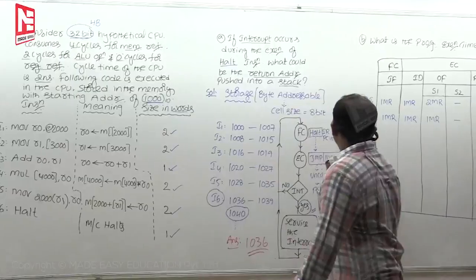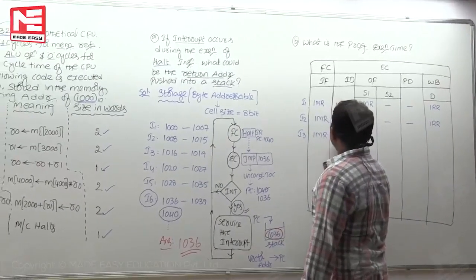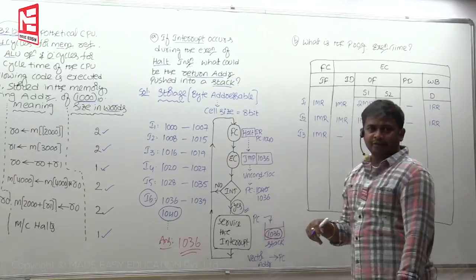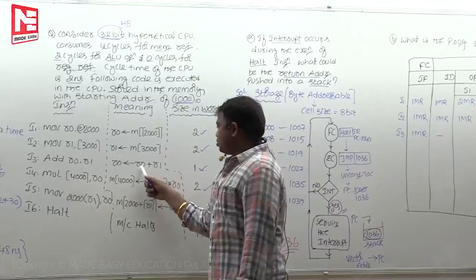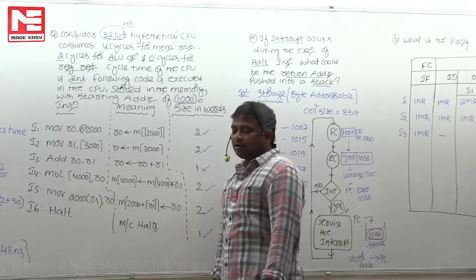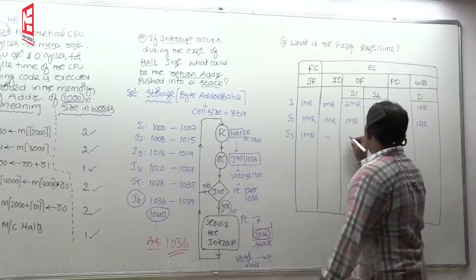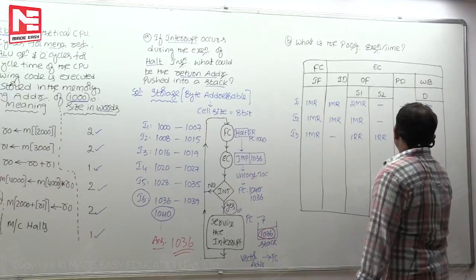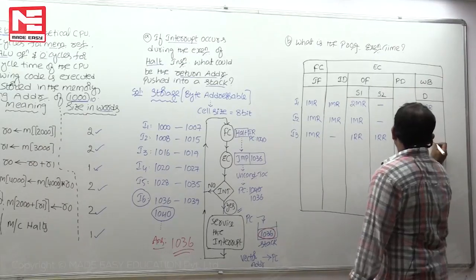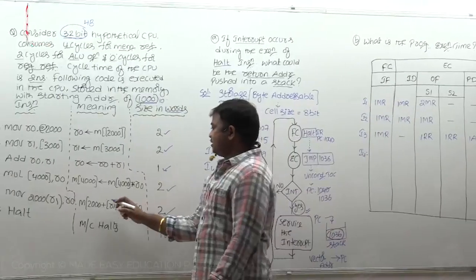Now, 1 memory reference counted in the IF, no memory references in the decoding cycle, then it is an ALU operation. Source 1, source 2, destination, all are using the register addressing mode. So 1 RR, 1 RR, 1 ALU, 1 RR. Clear?